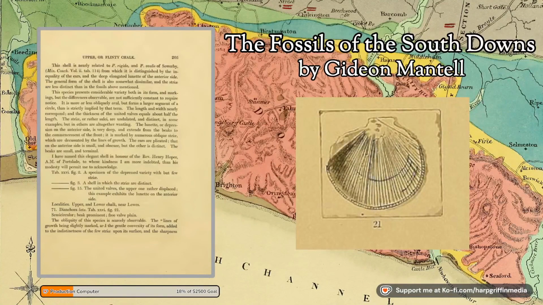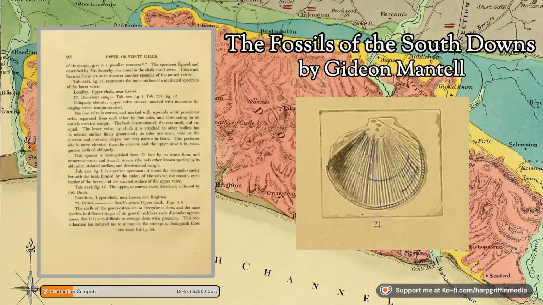71. Diancora lata, Tablet 26, Figure 21. Semicircular, beak prominent, free valve plain. The obliquity of this species is scarcely observable, the lines of growth being slightly marked, and the gentle convexity of its form, added to the indistinctness of the few striae upon its surface, and the sharpness of its margin, give it a peculiar neatness.